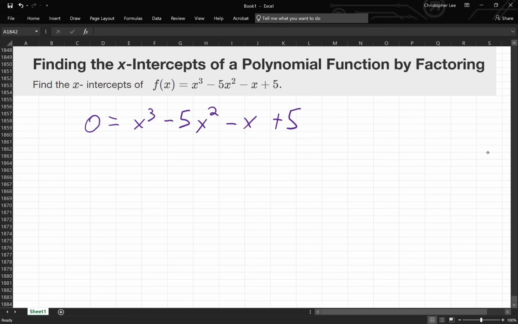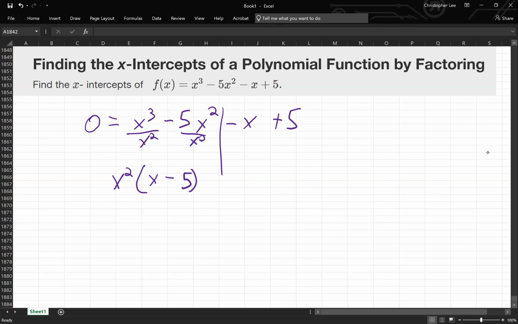How many terms do I have here? So what do I do when I have 4 terms? Divide and conquer. Factor by grouping, right? So what's the greatest common factor on the left? Perfect, x squared, right? And what's left over? X minus 5, right? What about the right-hand side, excuse me?